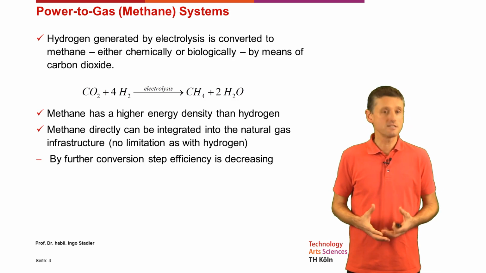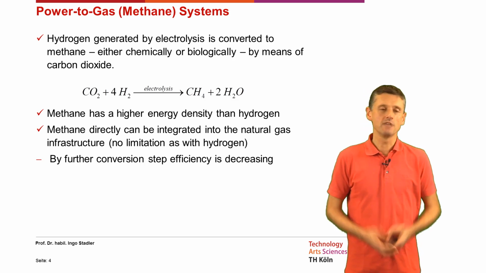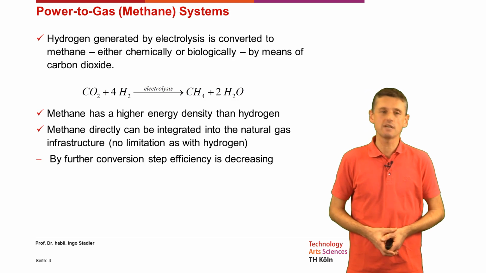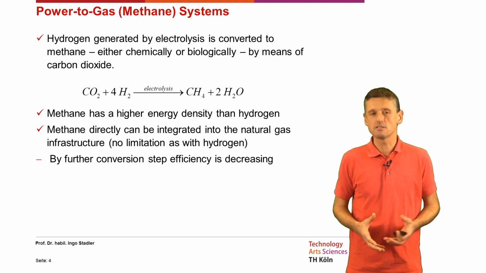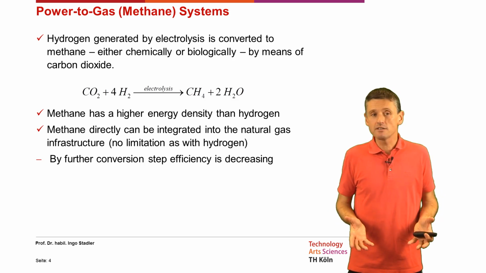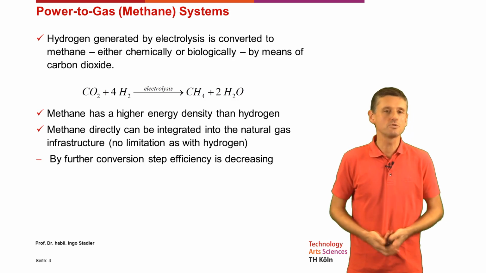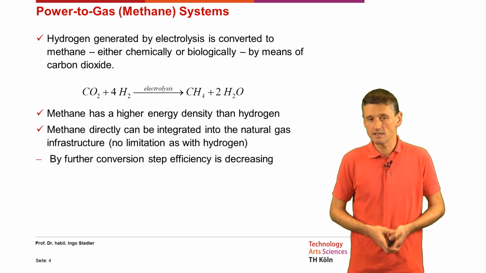And methane has the advantage of having a higher energy density than hydrogen. And of course, methane directly can be integrated into the natural gas infrastructure, so there is no limitation as we have seen with hydrogen. On the other hand, by the further conversion step, again we lose efficiency. That means the efficiency is again decreasing.